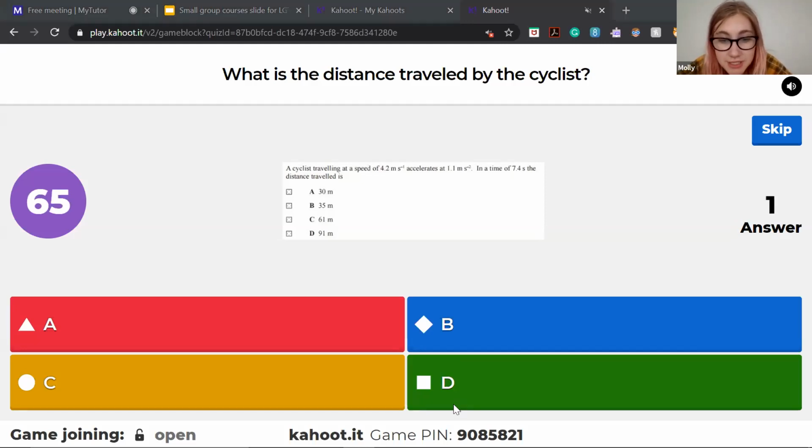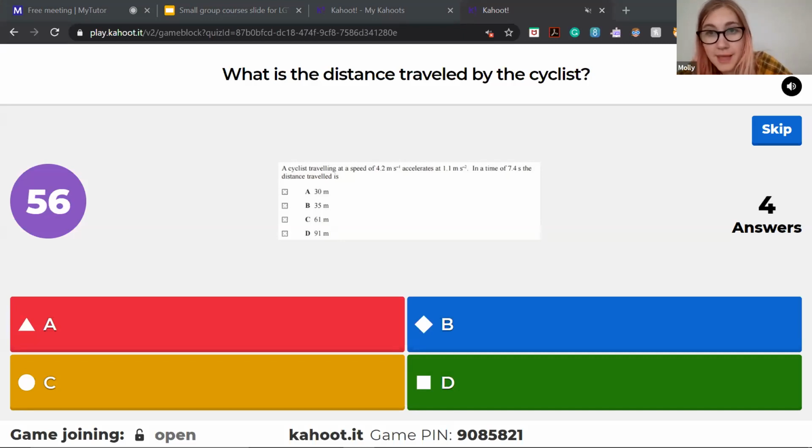Someone's asked how to join. You see this game pin at the bottom, 9085821. If you go to kahoot.it online, or there's a Kahoot app, and pop that pin in, you'll be able to join for the last question.